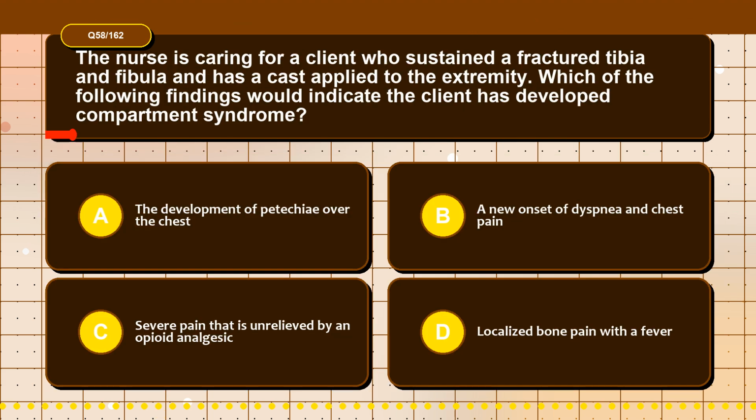Question 58. The nurse is caring for a client who sustained a fractured tibia and fibula and has a cast applied to the extremity. Which of the following findings would indicate the client has developed compartment syndrome? Here are the options. Option A: the development of petechiae over the chest. Option B: a new onset of dyspnea and chest pain. Option C: severe pain that is unrelieved by an opioid analgesic. Option D: localized bone pain with a fever.